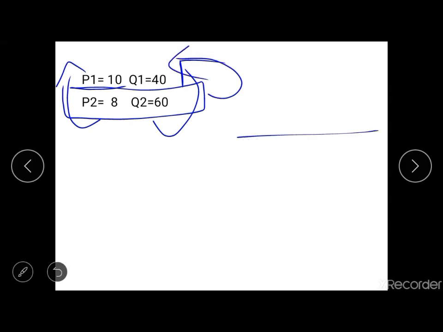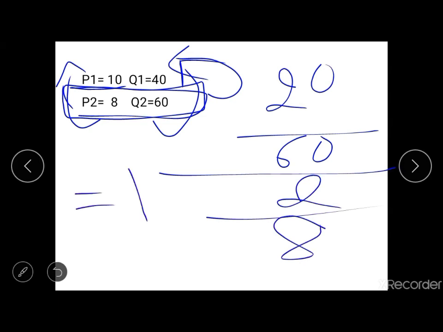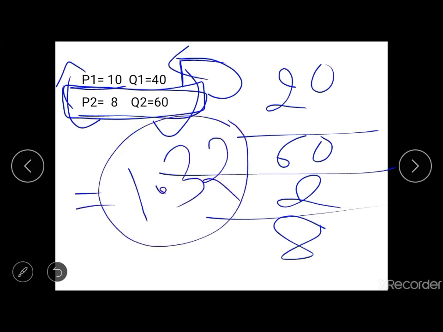So the change in quantity will remain the same, it is 20, divided by the original quantity, which will now be 60, because we are taking these as the base, right? Divided by the change in price, which will again be the same, it is 2, but the original price we will take as 8. So this will give you the elasticity 1.32. So you see previously we got the elasticity 2.5, right? Now we are getting 1.32.